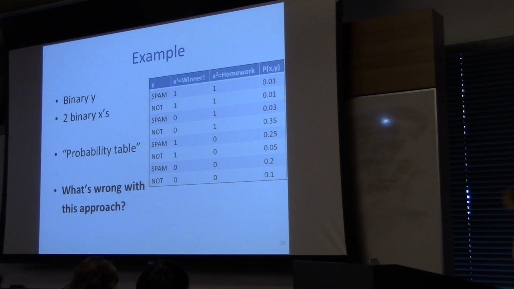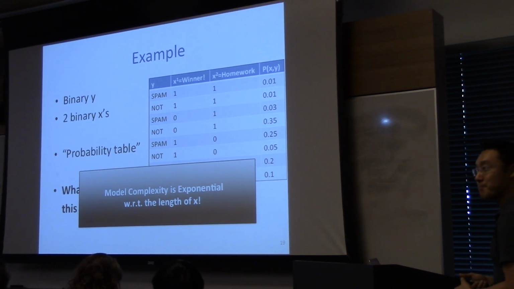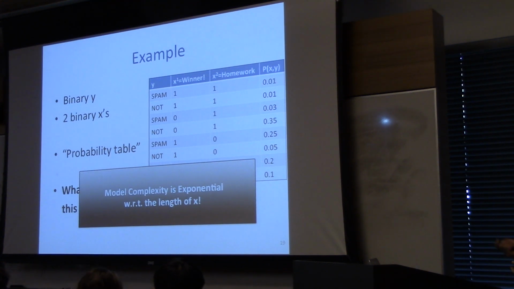I was going to ask what's wrong with this approach. Many people already jumped the gun. What's wrong with this approach is that the model complexity in the unstructured case is exponential with respect to the length of x. If you model d features, it's exponential in d. So if there were 3 instead of 2, you'd have 16. If there were 4, you'd have 32, and so on and so forth. And this is for binary features.